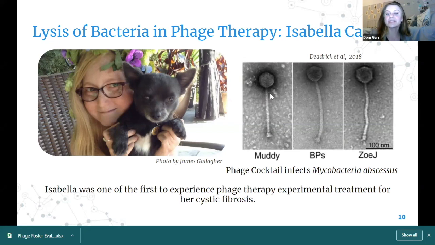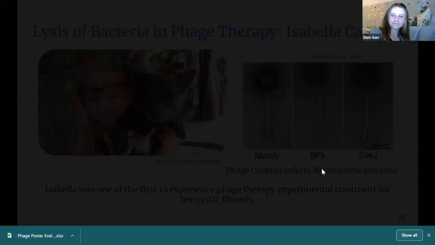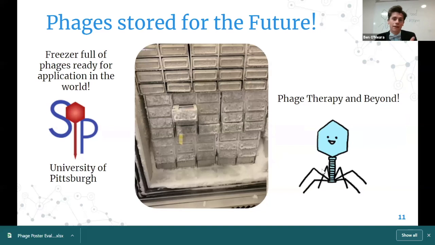On the right of the screen here, you can see three phages isolated by the SEA-PHAGES foundation. They found out that the phages were lytic and specific to Mycobacterium abscessus. The phages were used in a cocktail together and implemented into Isabella's lungs, where they were able to successfully kill the bacteria in combination with antibiotics, saving Isabella's life, which is super cool. And we hope that phage cocktails can be further implemented into the medical field to save many more lives in the future.